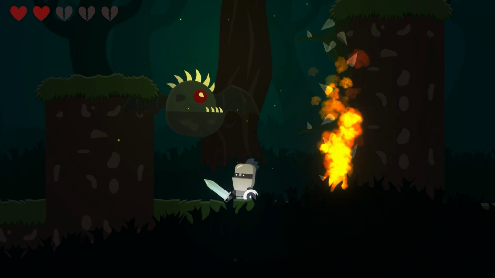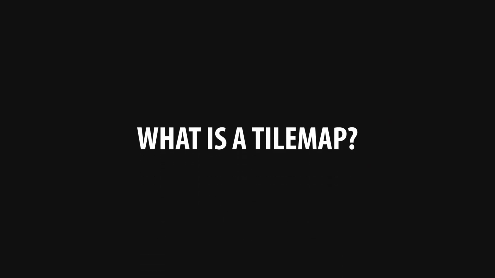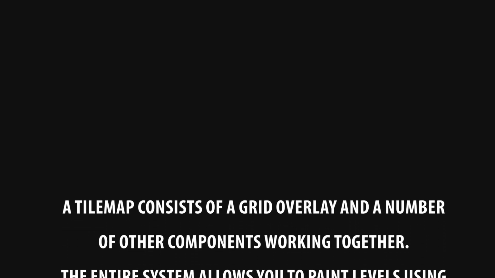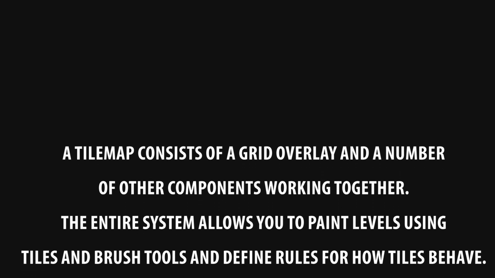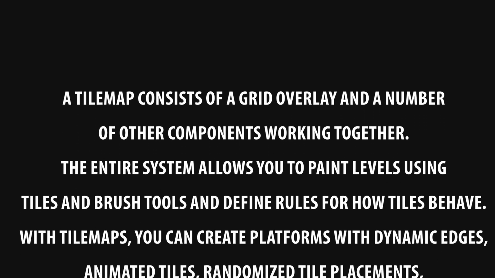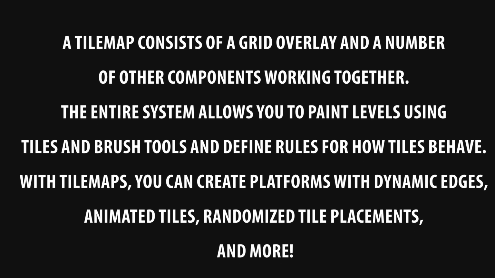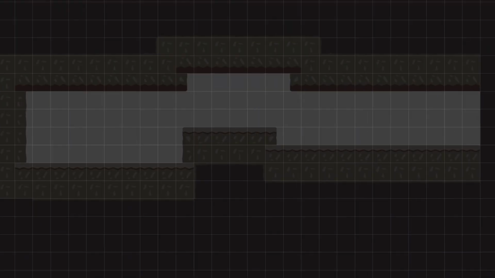But first, what is a tilemap? To pull it straight from the Unity site, a tilemap consists of a grid overlay and a number of other components working together. The entire system allows you to paint levels using tiles and brush tools and define rules for how tiles, each individual placed art piece, behave. With tilemaps, you can create platforms, dynamic edges, animated tiles, randomized tile placements, and more. It's really a cool concept, and honestly, not that difficult to set up.